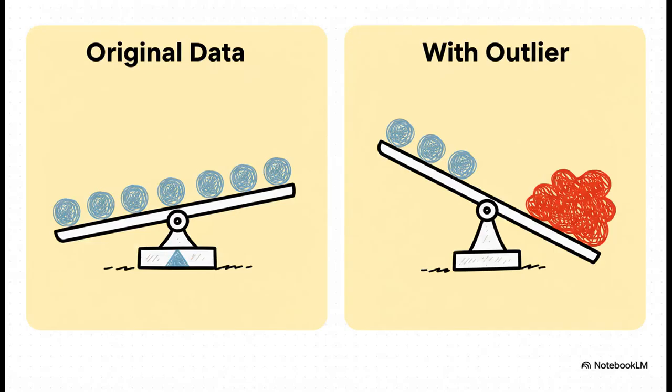Okay, so check this out. On the left, that's our original, nice, balanced data set. But on the right, look what we did. We just tossed in one single outlier, the number 100. So what do you think that one little number is going to do to our nice average of 6?